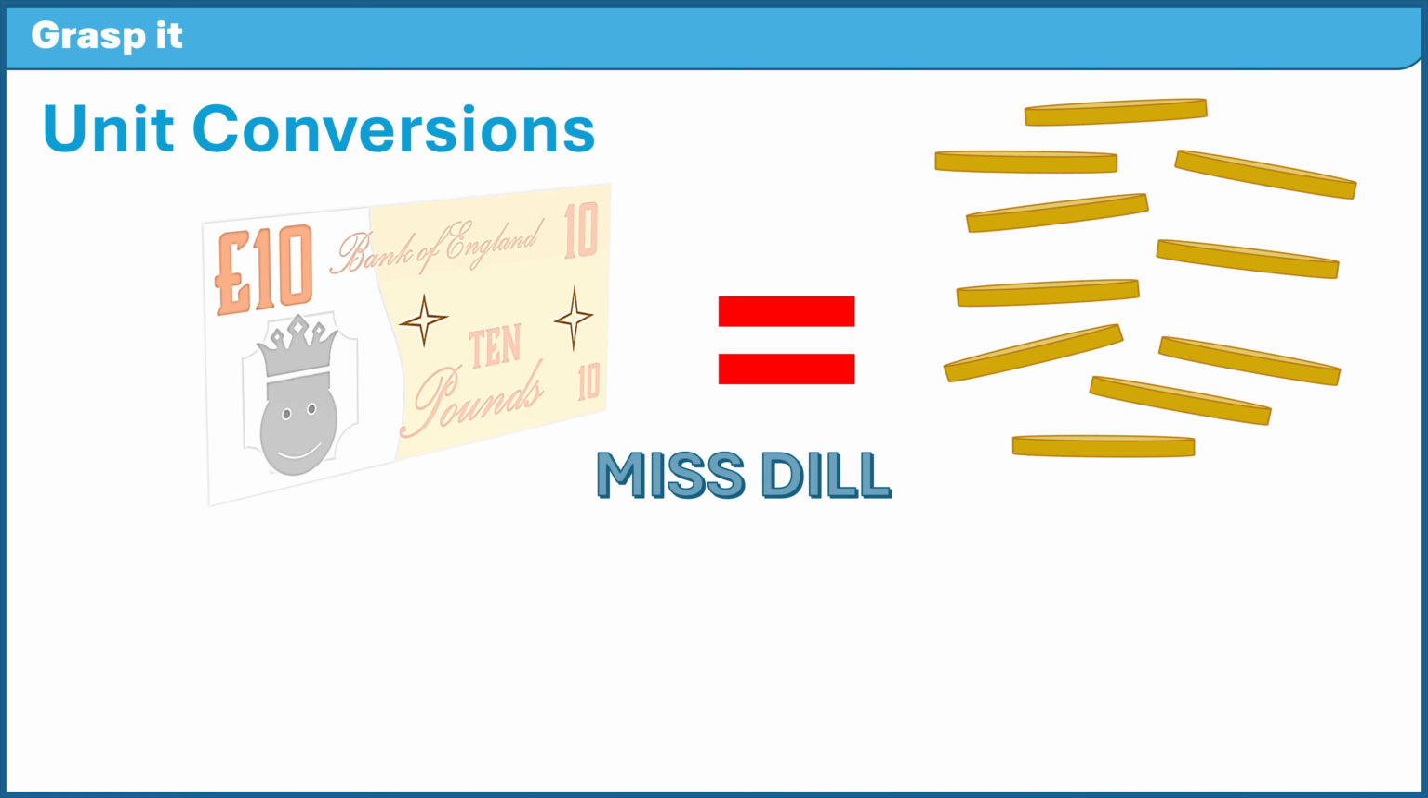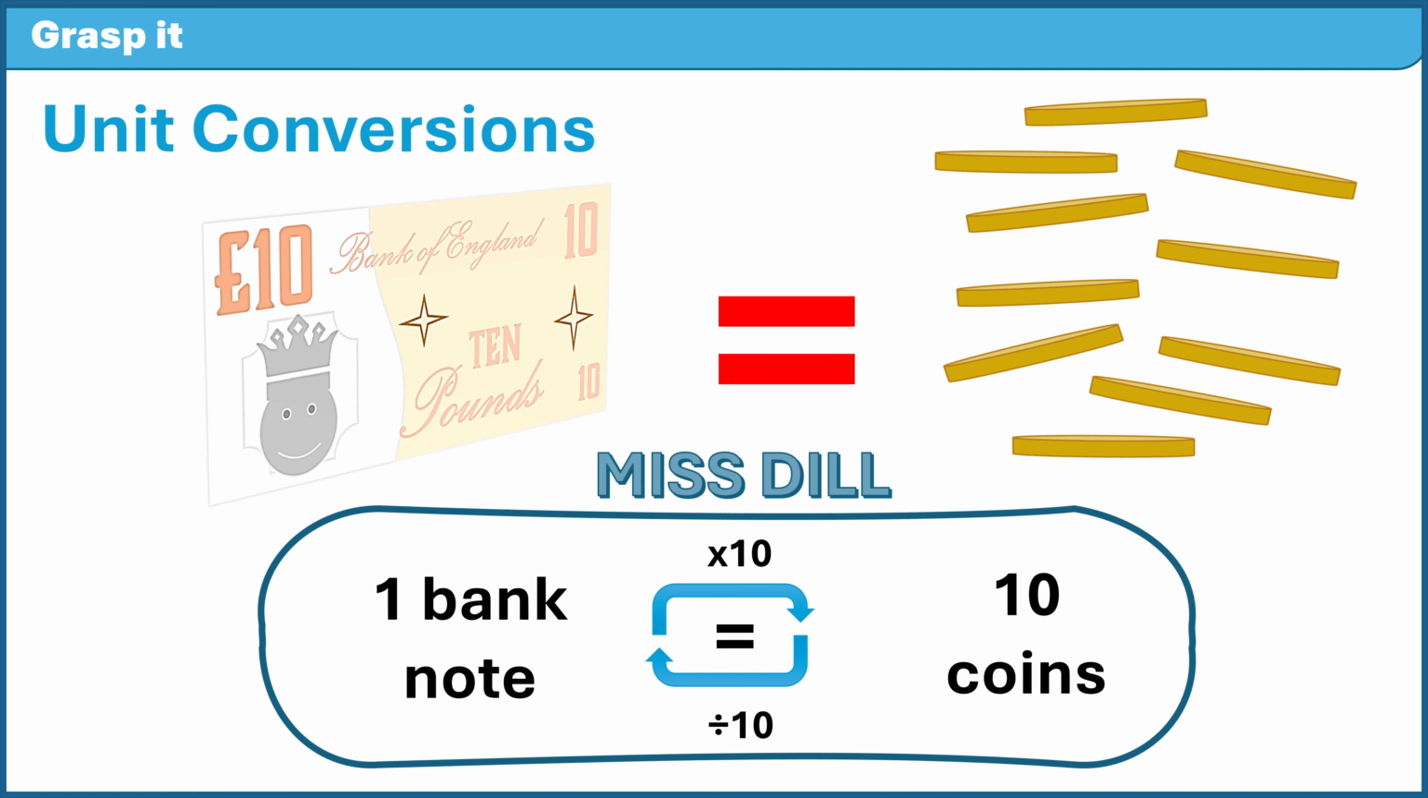Think of it like money. Imagine you have £10 in the form of a £10 note. If you break it down into £1 coins, you now have 10 coins. So, if you're going from notes to coins, you're multiplying. Multiply if going to a smaller unit, miss. If you're going from coins to notes, you're dividing. Divide if going to a larger unit, dill.